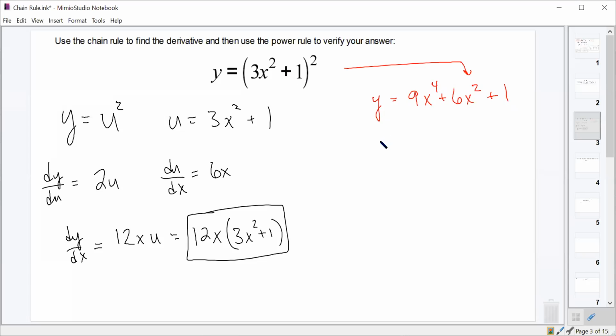Yeah, that's true. So what would y prime or dy dx be? It would be 36x cubed plus 12x. And if we distribute that out, what do we get? We get 36x cubed plus 12x, right? In this case, yeah, definitely, probably a little bit easier to go through and just distribute it out, right?